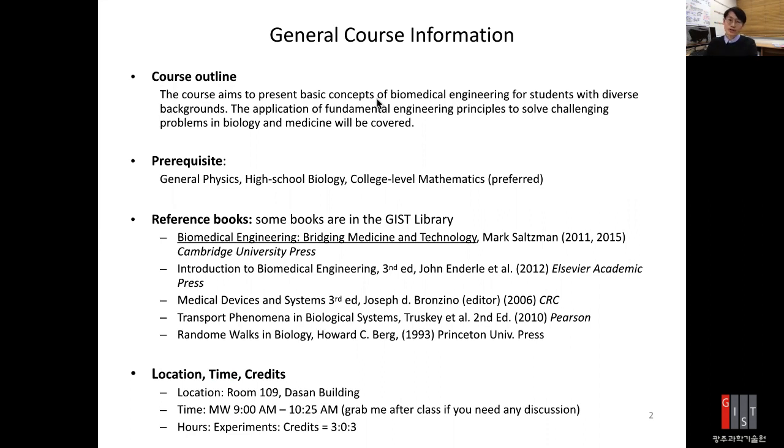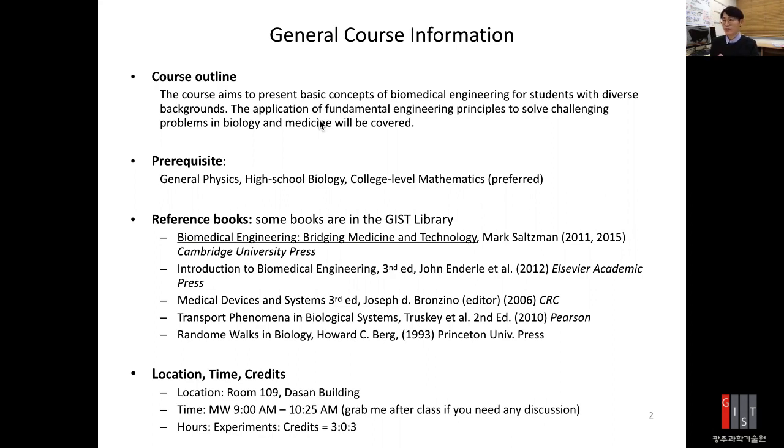I'm going to explain the general course information. This course aims to present a basic concept of biomedical engineering for many diverse students with various backgrounds. The application of fundamental engineering principles to solve challenging problems in biology and medicine will be extensively covered. To take this course successfully, you are supposed to have knowledge in general physics and high school level biology, and college level basic mathematics is preferred.